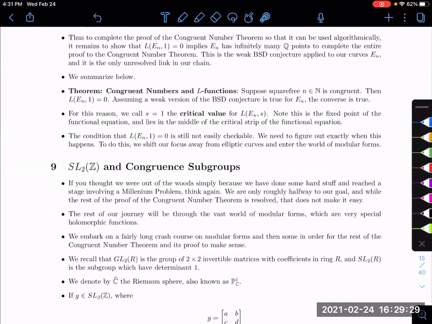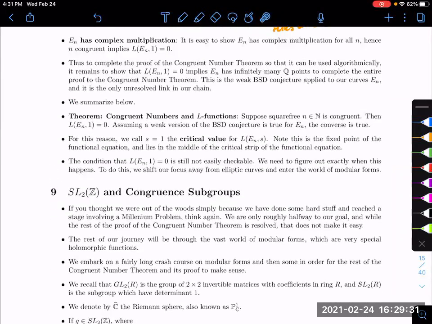So to summarize, suppose n is a square-free natural number. If it's congruent, then the L function of the congruent number elliptic curve attached to n is 0 when evaluated at 1. Assuming a weak version of the BSD conjecture is true just for these E_n curves, then the converse is true. L of E_n at 1 equals 0 will imply n is congruent.